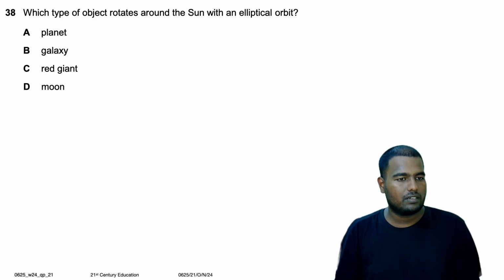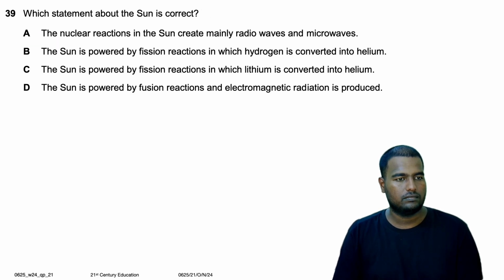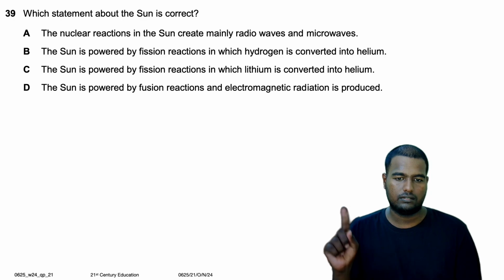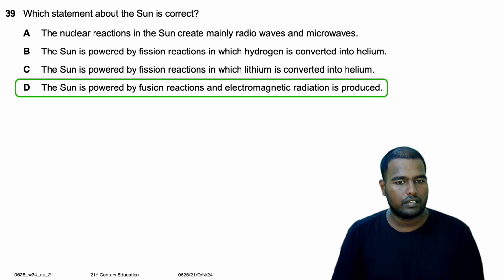Which type of object rotates around the sun with an elliptical orbit? A planet. Okay. Some might think moon, but moon orbits a planet. Moon does not directly orbit the sun. And it will go like this. Okay, watch some YouTube videos. Which statement about the sun is correct? Sun is powered by fusion reactions and electromagnetic radiation is produced.